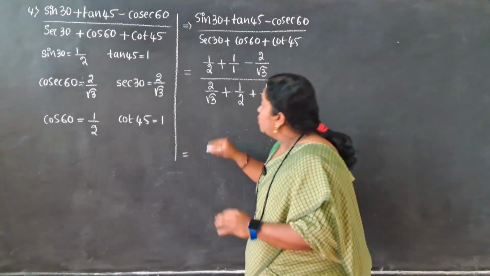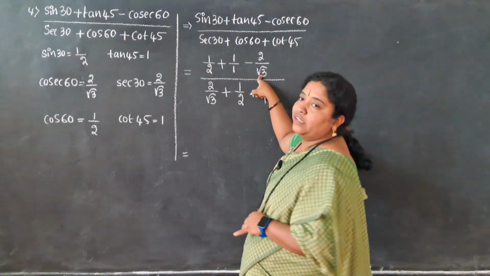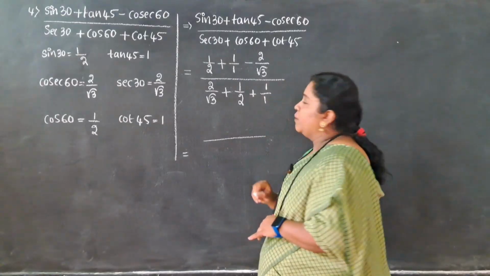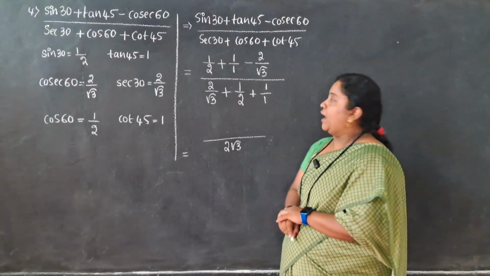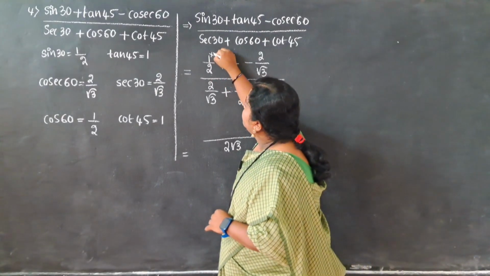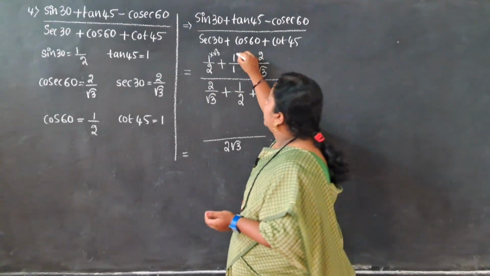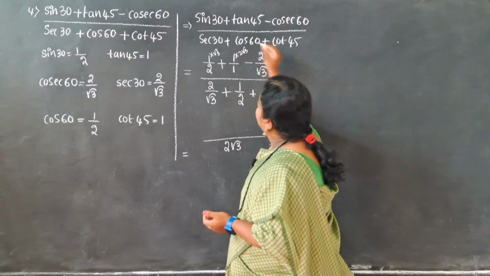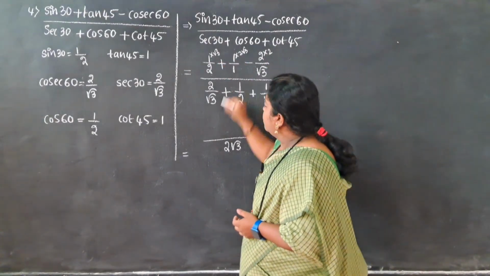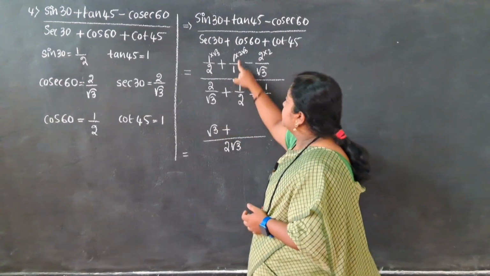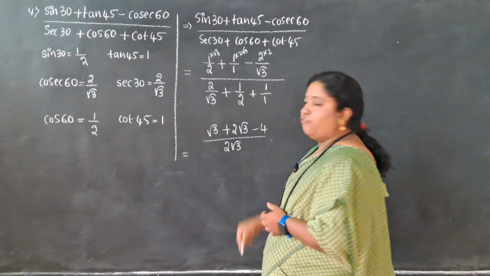Now, we'll simplify the numerator and denominator separately. Look at the denominators here: 2, 1, root 3. What is the LCM of the numerator part? We have 2 root 3 as the LCM of the numerator part. Here, 2 is there, I need to multiply by root 3. Here, 1 is there, nothing is provided, so both I should multiply. So I have to multiply here by 2 root 3. Here, root 3 is there, so I need to multiply by 2. Okay. Now, 1 into root 3 will become root 3, plus 1 into 2 root 3 will be 2 root 3, minus 2 2s are 4.